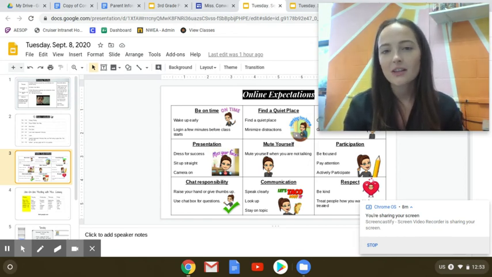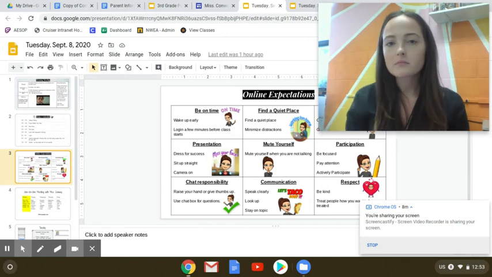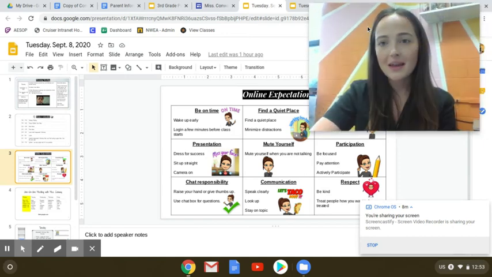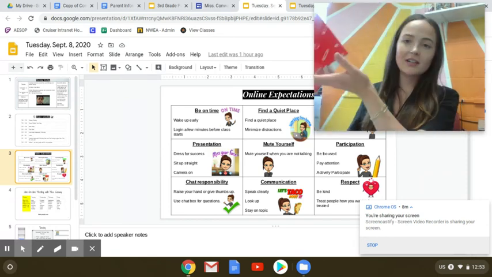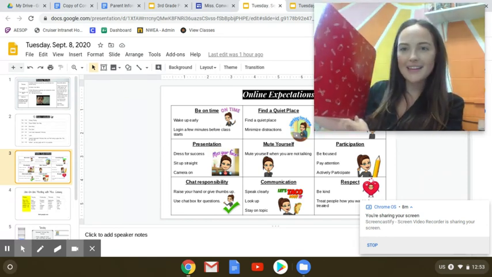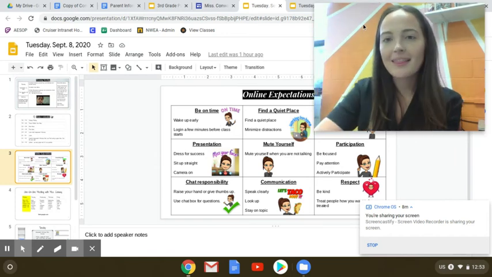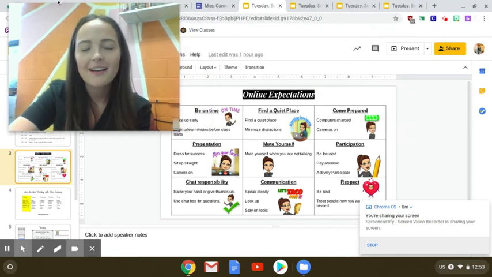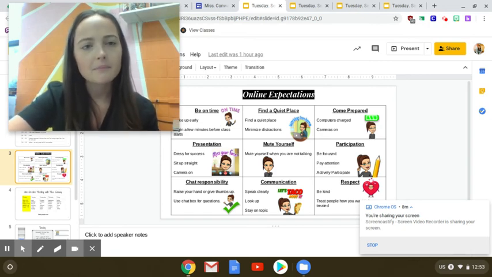I would recommend having them log in at 8:45 a.m. and do something like Lexia, Epic, or Zern. Next is find a quiet space and minimize distractions. I have a little transportable desk for them, which will help keep them in their element. You'll get these at Chromebook Pickup, and those will be required to have out during our instruction. Come prepared, computers charged, cameras on. If cameras on is a problem, please reach out to me individually and we can chat about that.